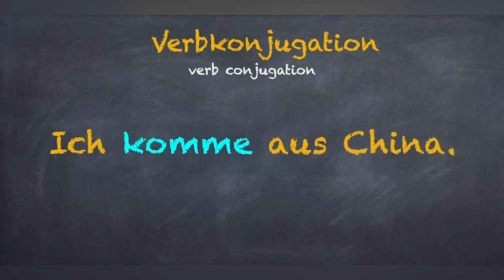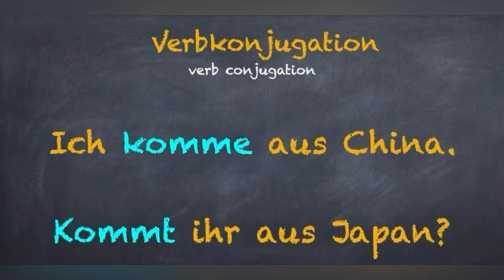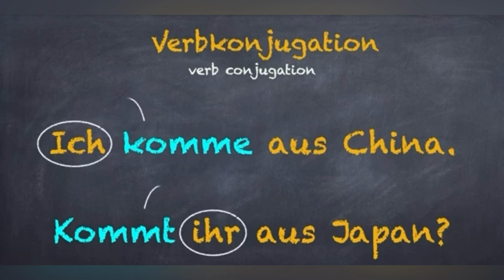Verbkonjugation. Ich komme aus China. Kommt ihr aus Japan? As you can see, both these sentences have the same verb, but it is conjugated differently. The conjugation of the verb depends on the subject in the sentence. In the first sentence, it is ich, and in the second one, it is ihr. We have done these pronouns in one of the previous lessons. So the verb you pick has to be conjugated according to the subject in a sentence.